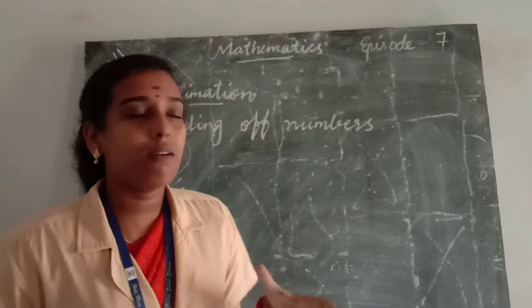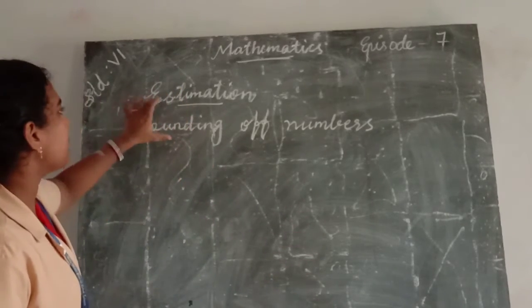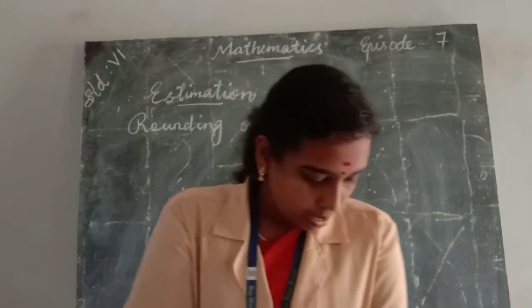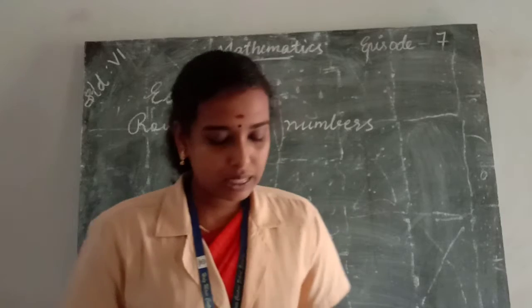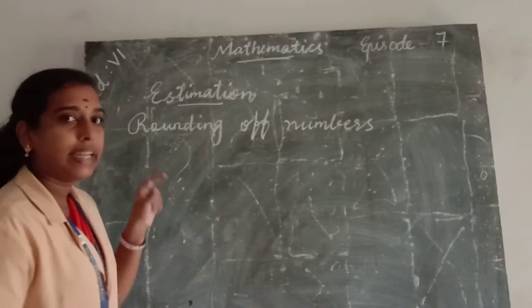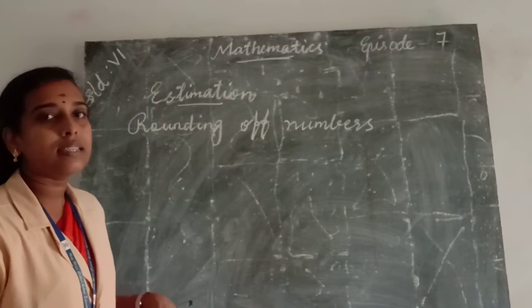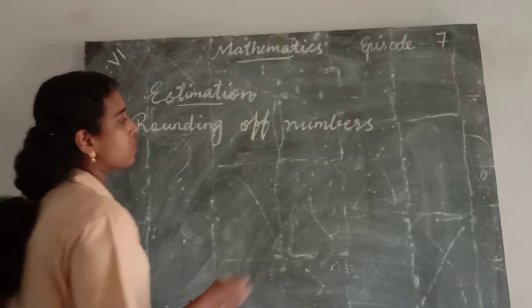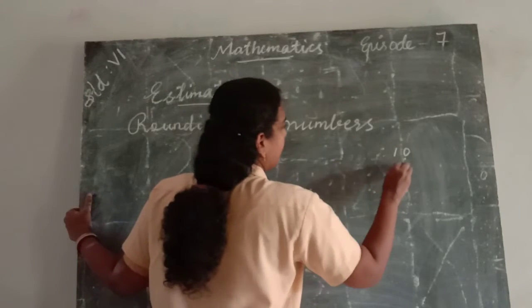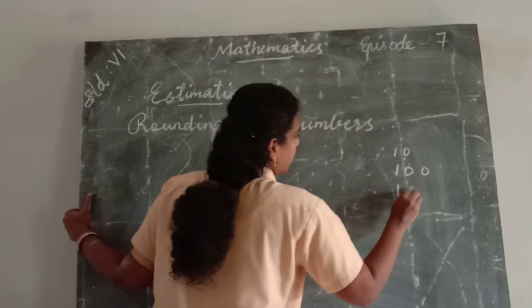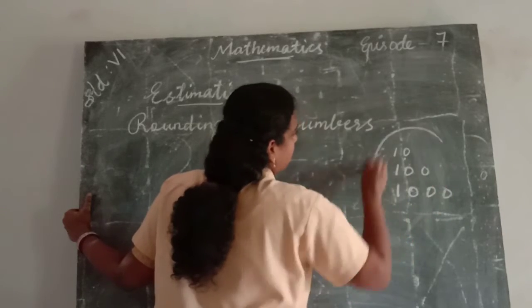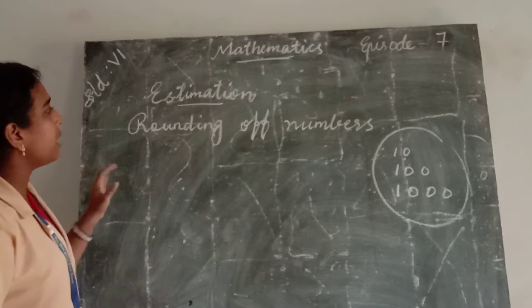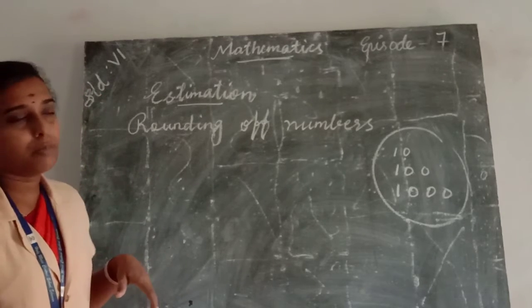Rounding something is called estimation. Simply, estimation is the rounding of numbers. And we estimate numbers by using nearest tens, nearest hundreds and nearest thousands. We estimate numbers, or round numbers, to the nearest 10, nearest 100 and nearest 1000. So, let us discuss how we can estimate or round numbers.